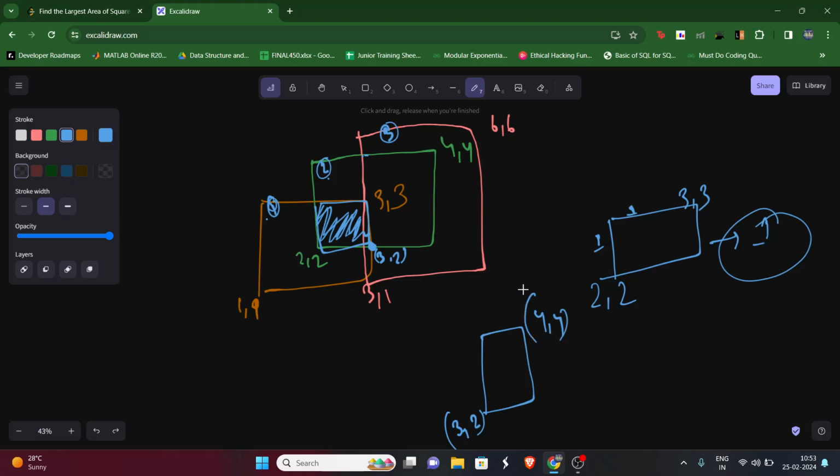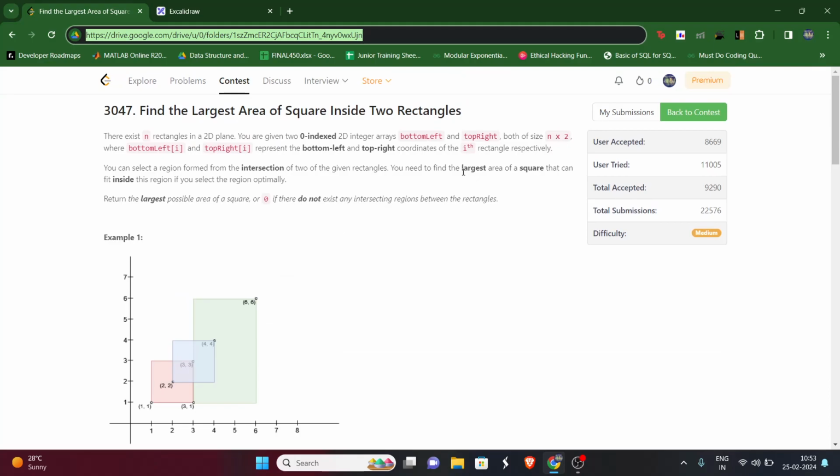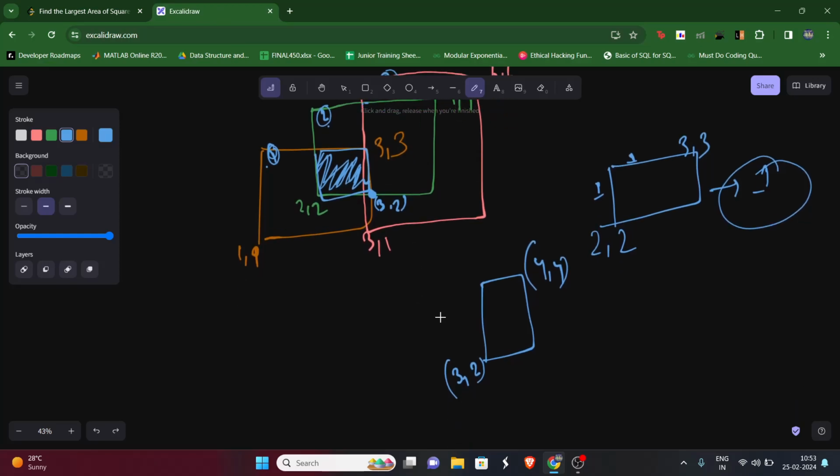But we know that we have to only consider square area. Like in the question it is mentioned that we have to find the largest area of square that can fit inside. So to make it a square, either we can make it something like this one, if it is 3 3, or here we can make it 4 3. So either this square we can consider or this square we can consider. We cannot consider this rectangular area. I hope till here it is clear.